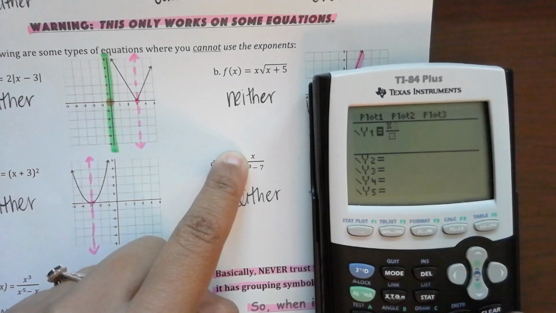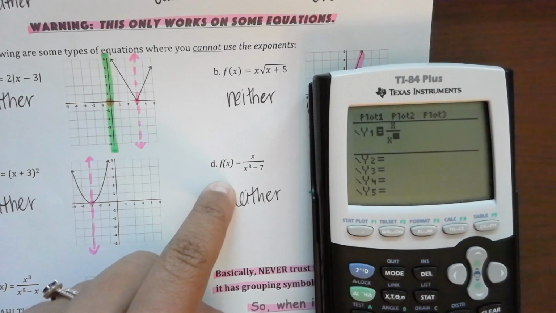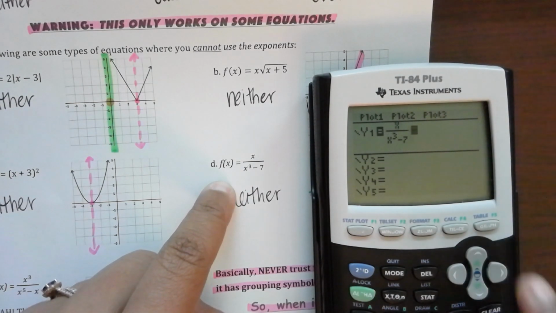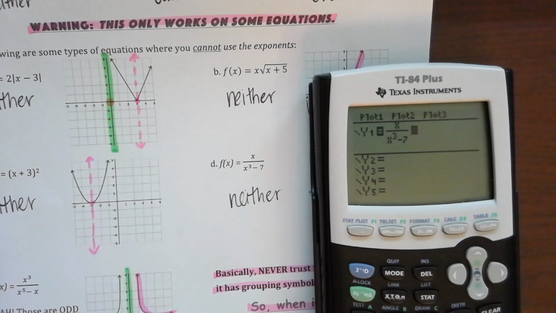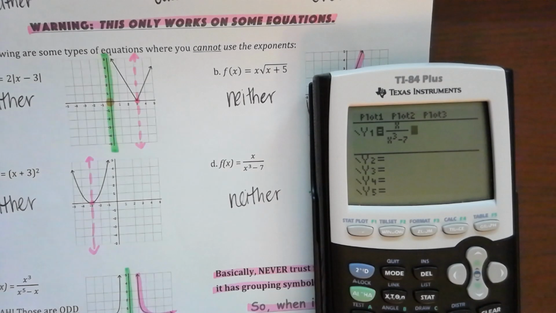When you have x typed in, hit the bottom arrow on your keypad. You see how it took me to the bottom part? Type in x cubed, just the same way we did, minus 7. Now that looks exactly like the paper. Both ways work. The first way, you have to put parentheses around your individual pieces. For this one, there's no parentheses necessary. Is everybody right here? Everybody with me?